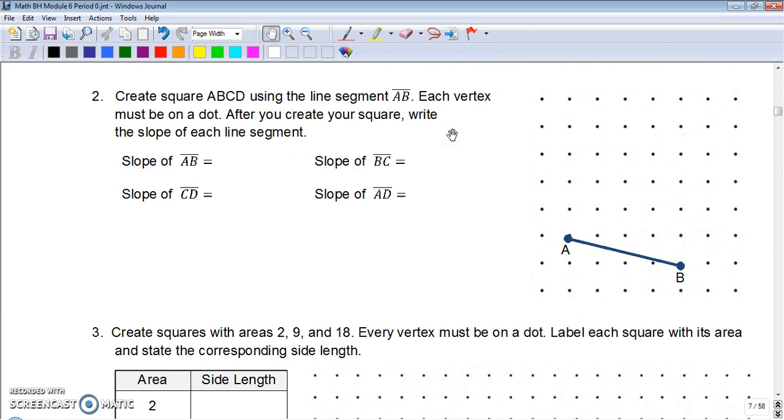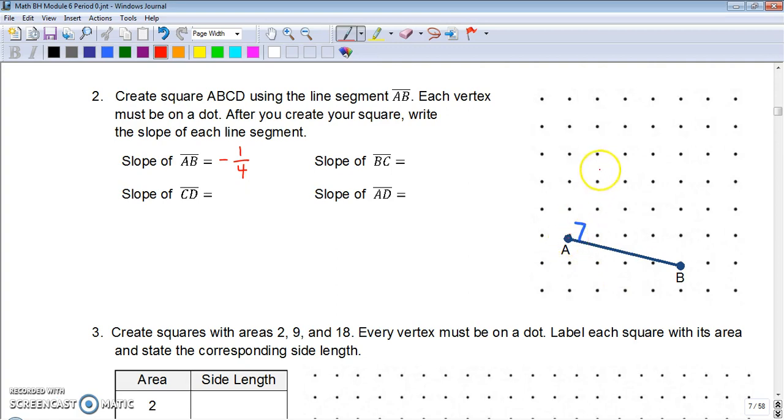Number 2, we're going to look at creating a square and also looking at the slope. So the slope of line segment AB is down 1 and right 1, 2, 3, 4. So it means it has a slope that is negative 1/4. Which means that if I want to construct a square, then the adjacent side should be perpendicular, which means that it should have opposite reciprocal slope.